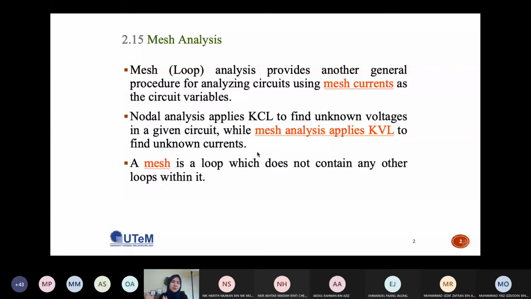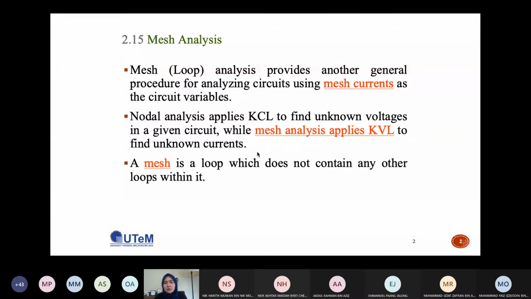If you remember last week, for nodal analysis, you were asked to measure the voltage, the nodal voltage. However, for mesh analysis today, you are required to calculate the current, the mesh current. A mesh is a loop which does not contain any other loops within it.